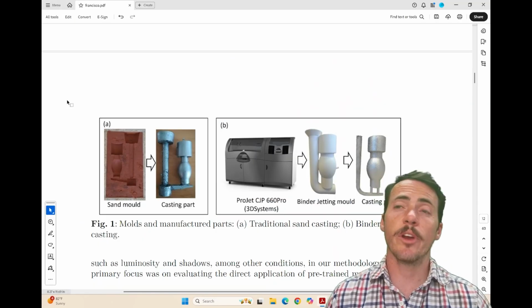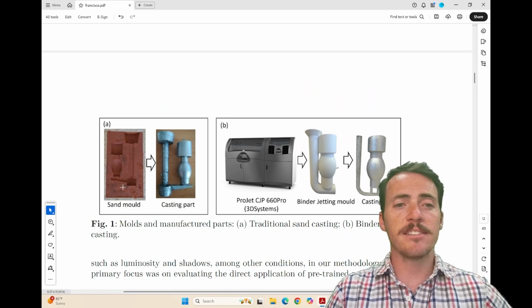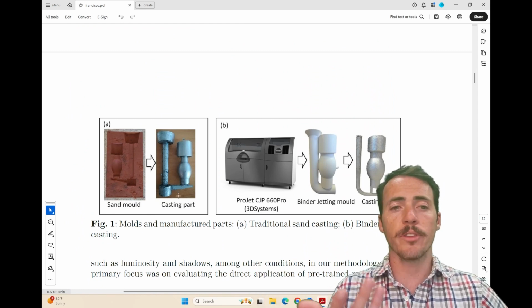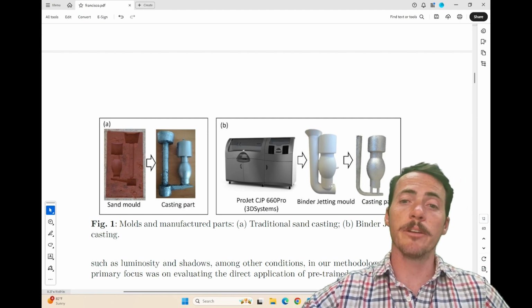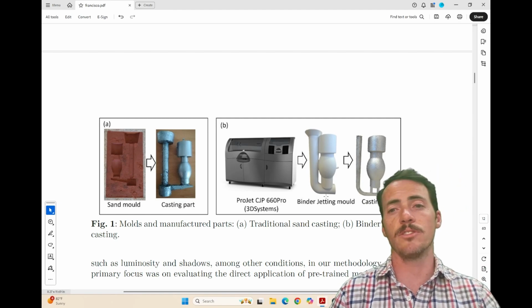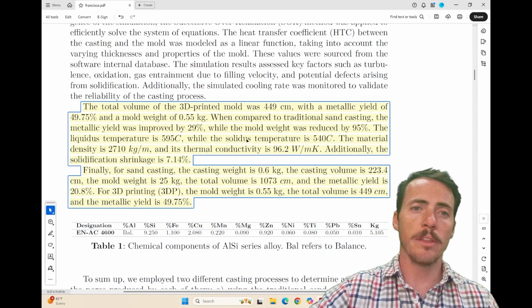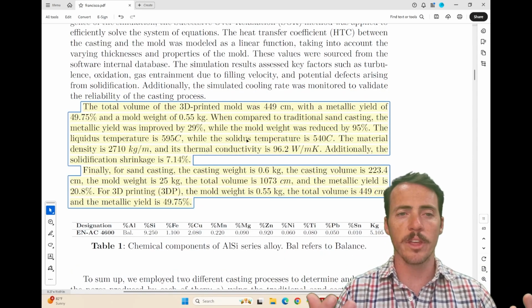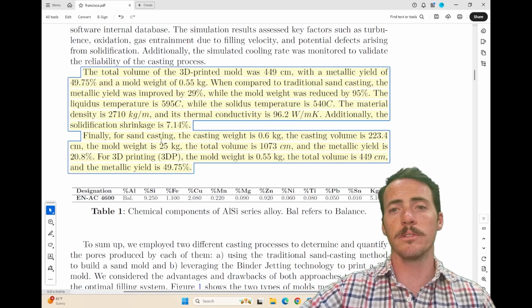When it comes to generating data for this model, they actually made materials. On the left, you see a sand mold and the cast part that came from it. And on the right, you see a binder jet system, which is able to binder jet print the mold, and they were able to cast into it. They actually have details on the actual fabrication, which I appreciate, how they made them, what their yield was, what the metals were they used. So you can see that for both the 3D printed mold and the sand casted mold.